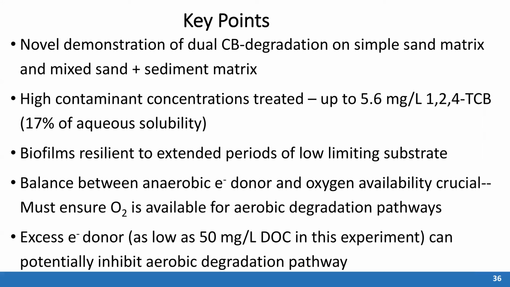And of course, the key message is that there's this balance between anaerobic zones and the aerobic zone, the oxygen availability, and that's going to be tied to the electron donor that's present and the amount of oxygen available. And so you have to make sure that there's oxygen available for degradation pathways. And then if you have too much organic carbon or too much electron donor, in this case as low as 50 milligram per liter as organic carbon, this can inhibit aerobic degradation. So that's going to be the trade-off and interplay that you have to work on.